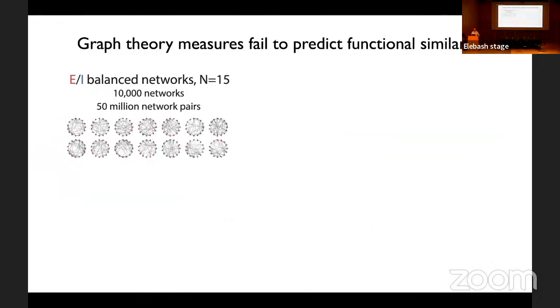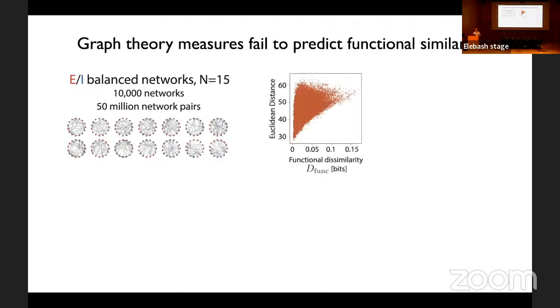Here's a little bit more interesting version of this. We did this for many different ones, I'll tell you in a minute. But here's an example of networks of 15 neurons, which have EI populations in them. We sampled 10,000 of these, and so there are 50 million pairs you can look at. Then we asked, if I measure the functional similarity in terms of neural response to the same input of these networks, how well can I predict it from some structural features of these networks? Because you look at them and you may have a feeling that this one looks very different from this one, or not. So here's now a plot with 50 million dots on it, as you can see.